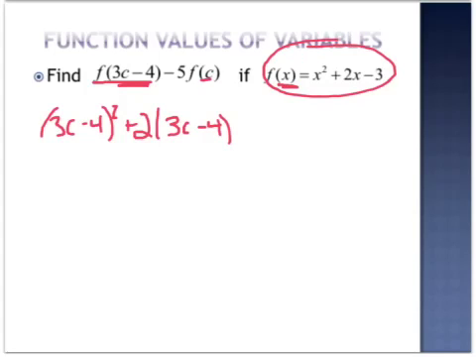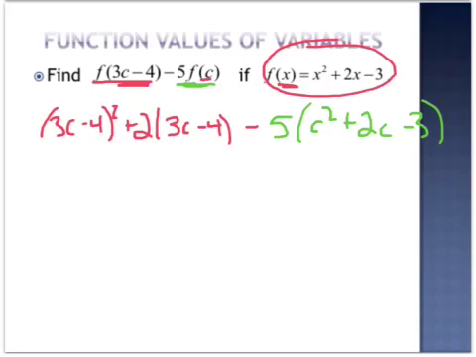And then minus, I'm on the second part now, I'll put it in green. So that's going to be in green. Minus 5 times, I'm just going to change the variable from x to c now. So it's going to be c squared plus 2c and minus 3. Alright, so let's see how well we can do this.